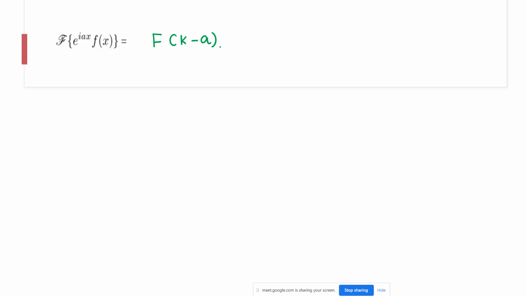Please verify this, Mandar. We have to find out Fourier of e raised to i a x f of x. It is simple. We just have to write the formula and within the next line we get the answer.